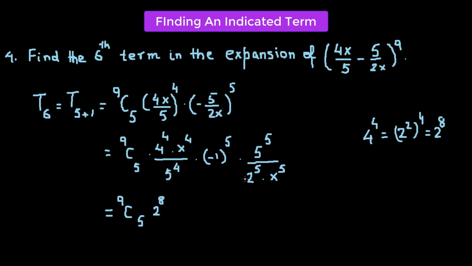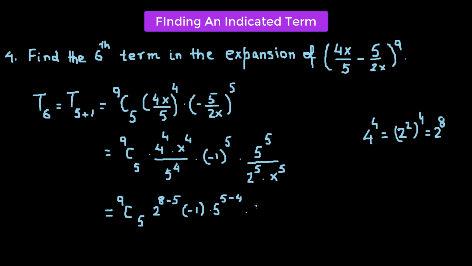Since it's in the denominator, when it goes to the numerator, we simply subtract the indices. So it will be simply 2 raised to the power of 8 minus 5. Then negative 1 raised to the power of 5 is simply going to be negative 1. Then we have 5 raised to the power of 5 in the numerator and 4 in the denominator, so they will simplify to give us 5 raised to the power of 5 minus 4.